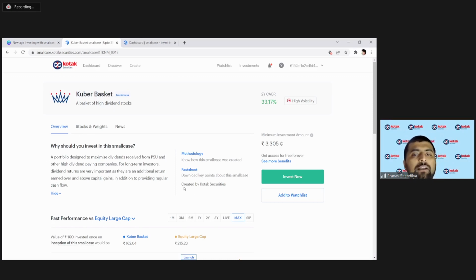If you wish to check who has created this particular basket, you can have a look at it over here. Here it clearly states that this has been created by Kotak Securities. So we know that this particular basket has been created by the research team at Kotak Securities.